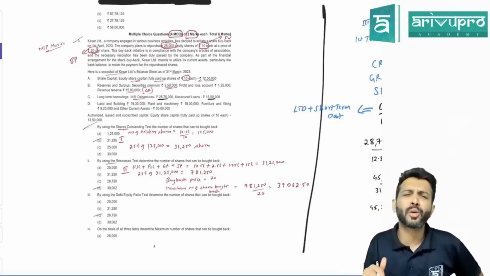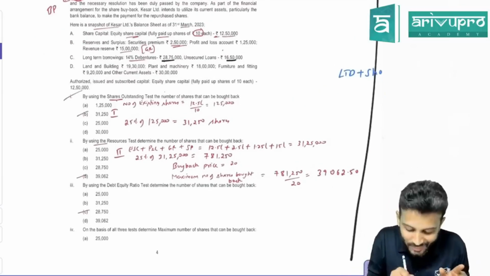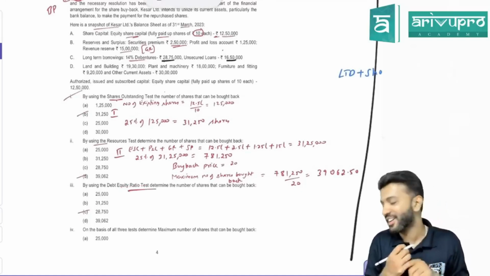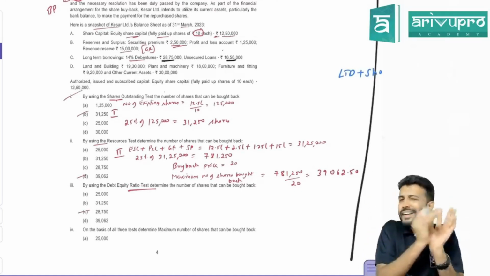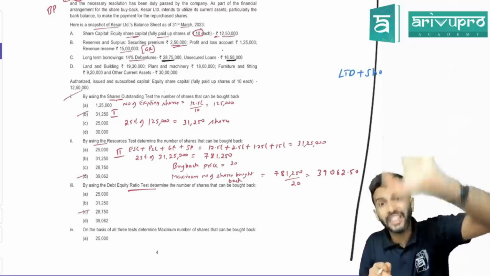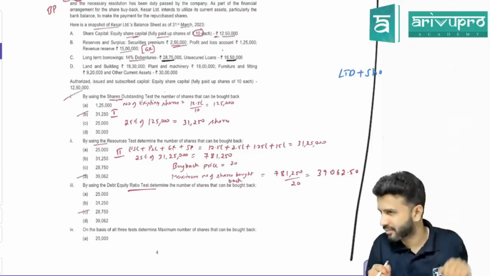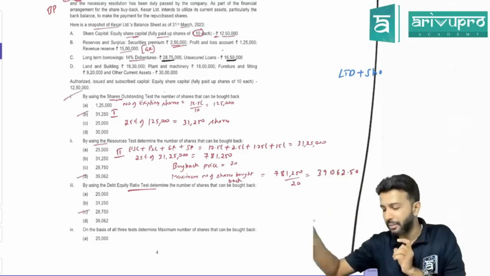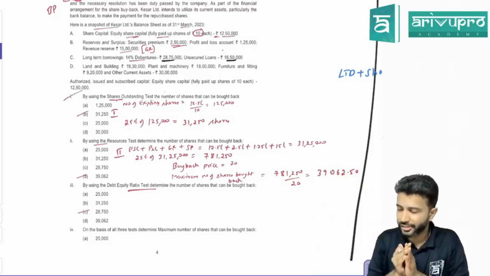What do you think the next MCQ question will be? Shares test over, resource test over. Obviously, the next one will be the debt equity test. You do it and find out the number of shares bought back. But the problem with the debt equity test is that the debt equity ratio should not exceed 2, and this ratio should be after buyback. After you do the buyback, the debt equity ratio should not exceed 2. That's what the condition says.